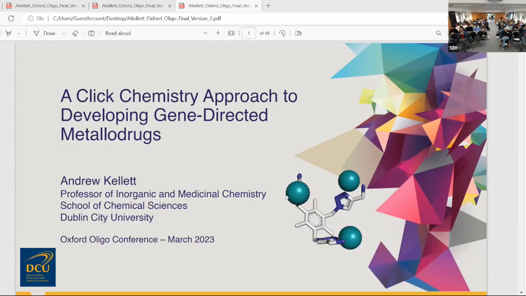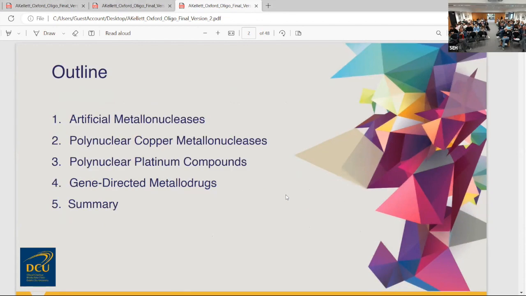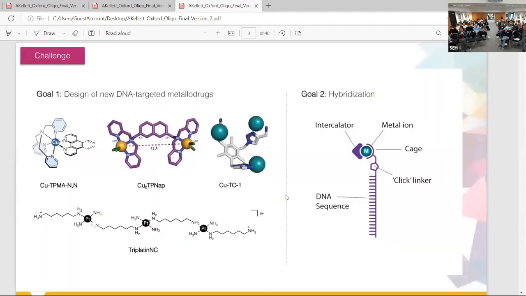So, delighted to present some of our work we're doing on gene-directed metallodrugs. As an overview, I'll start by talking about artificial metallonucleases before getting into some of our polynuclear compounds that we've been developing and how we can target these towards specific genomic sequences. So, I suppose the goal here, the first goal, is to design new DNA-targeted metallodrugs.